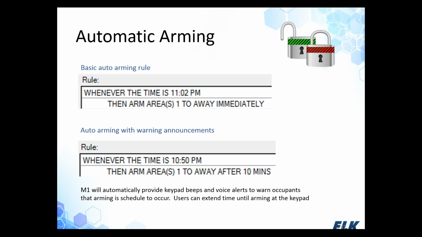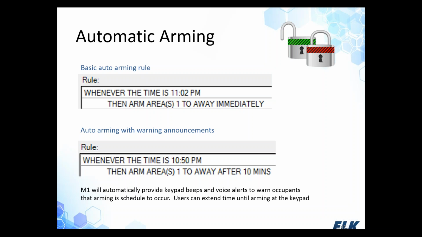All right, now earlier we mentioned making sure that your business was armed, especially after everyone had left for the day, and maybe perhaps the last person out didn't realize they were the last person out, so they forgot to arm the system. Well, with the M1, you can create automatic arming rules. And right now, we have a basic auto arming rule here on our screen. So whenever the time is 11:02 p.m., then arm area 1 to away immediately. So after the exit delay is expired, then the system is armed to away.